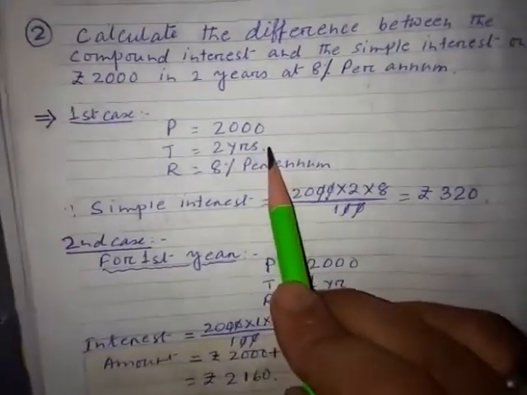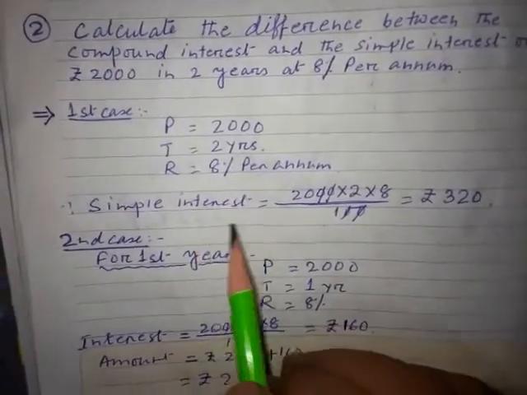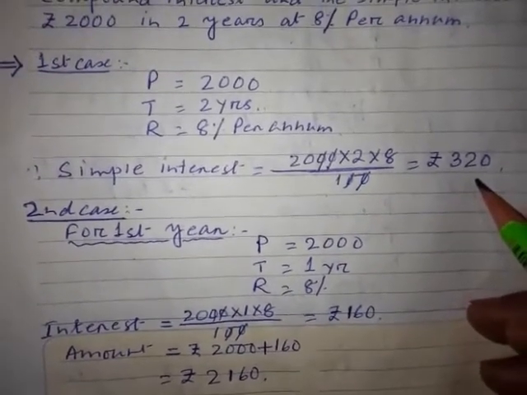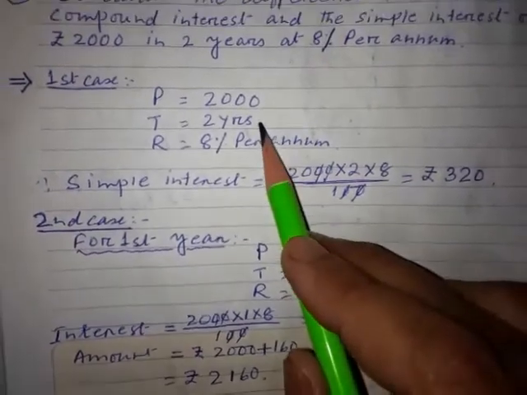2 years. Full period you are going to, what is the rate? 8%. So simple interest, same thing, P into R into T by 100. So what is the simple interest? 320. Here I am not breaking it 1 year, 1 year.